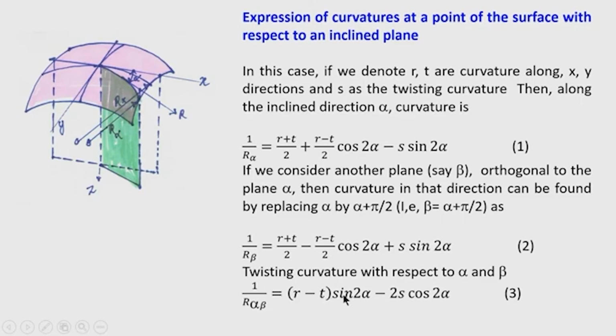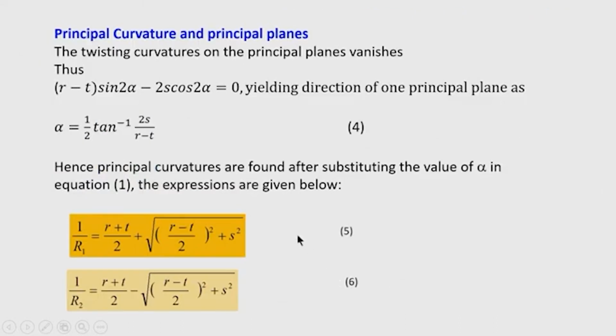So, (r minus t) sin 2 alpha minus 2 s cos 2 alpha equal to 0. If I solve this equation, then I will get tan 2 alpha equal to 2 s divided by r minus t. So, that is alpha is equal to half tan inverse of 2 s divided by r minus t. So, alpha is the desired direction of the principal planes, where there will be no twist curvature. This is analogous to the principal stresses that we have seen in the plane stress problem.